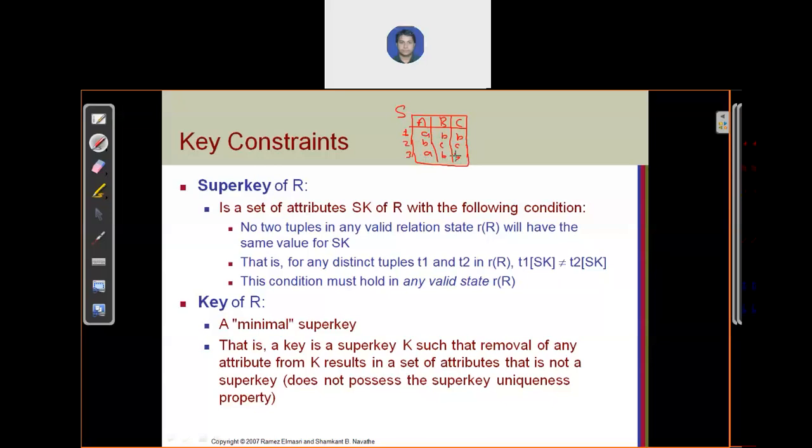That is the key constraint. It means each record in your relation must be unique. There are no two records having the same value.